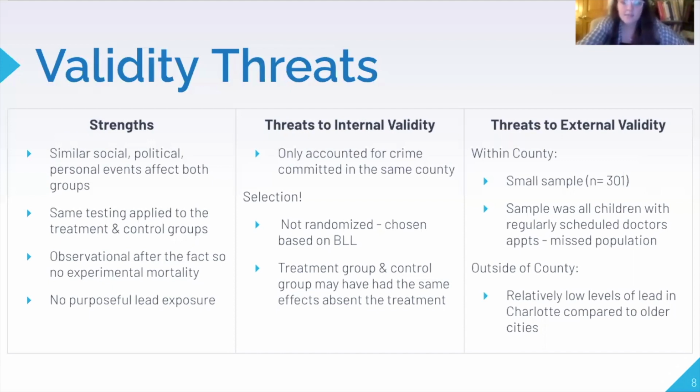Externally, there was a rather small sample size. They were only observing 301 people. And also the sample was all children who had regularly scheduled doctor's appointments. That's how they selected people from that population. So there's the missed population of people who can't have those appointments. And then also Charlotte may have relatively low lead levels compared to older cities.